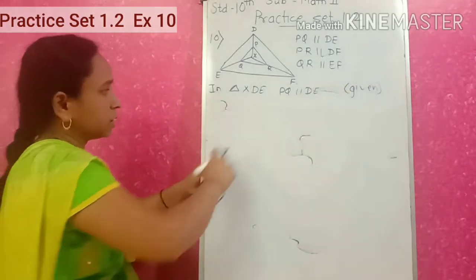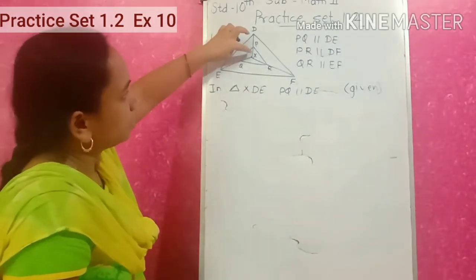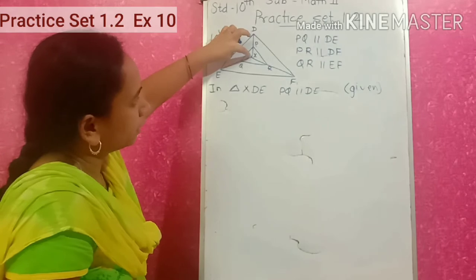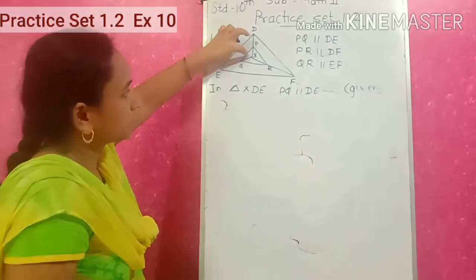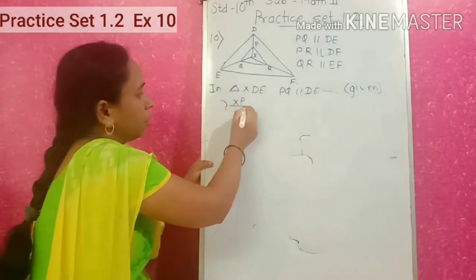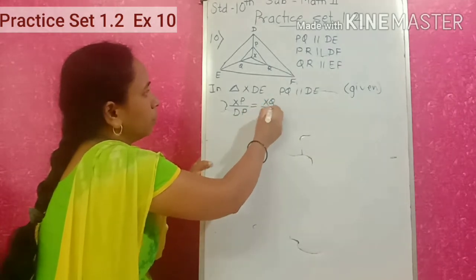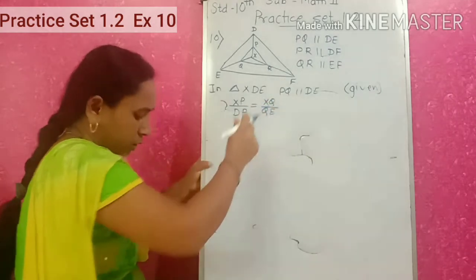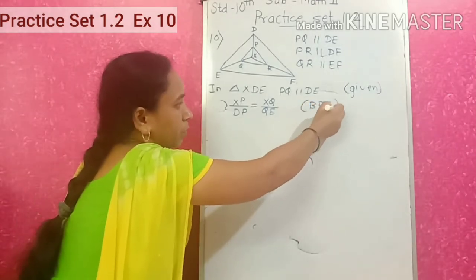Now next, if it is parallel, then by BPT what can you get? If you observe this triangle, you will get XP upon DP by BPT theorem, XQ is equal to QE. So XP upon DP is equal to XQ upon QE. What is the reason for it? It is the basic proportionality theorem, that means BPT.